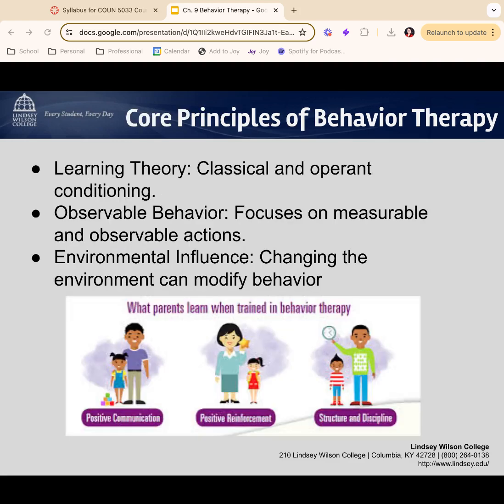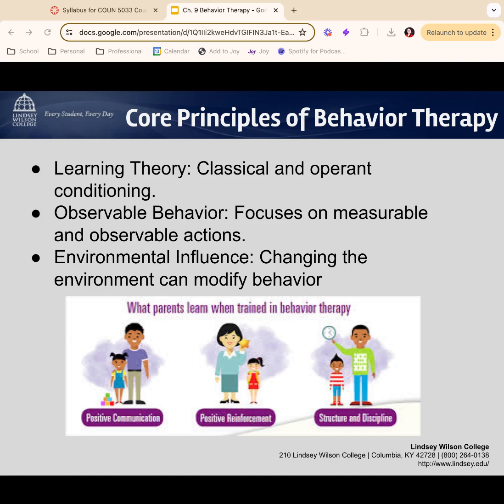So behavior therapy draws heavily from learning theories such as classical conditioning, operant conditioning, and social learning theory. Classical conditioning explains how phobias can develop through association, while operant conditioning focuses on how behaviors are strengthened or weakened based on their consequences. Unlike traditional psychodynamic approaches, behavior therapy prioritizes observable and measurable behaviors over unconscious processes or past experiences. This approach recognizes that behaviors are influenced by environmental cues, reinforcement structures, and social learning processes. Changing the environment can lead to changes in behavior.